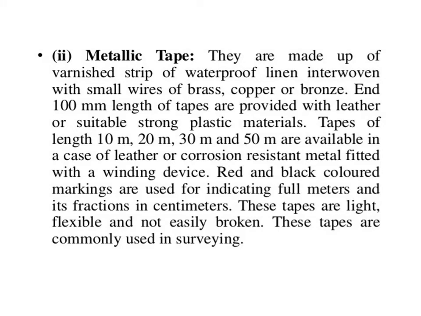Then we will see the metallic tape. It is made up of varnished strip of waterproof linen interwoven with small wires of brass, copper or bronze. Tape of length 10 meter, 20 meter, 30 meter and 50 meter are available in leather case or corrosion resistant metal fitted with winding device. Red and black colored markings are used for indicating full meters and its fraction in centimeter. These tapes are light, flexible and not easily broken. Therefore, these tapes are commonly used in surveying.